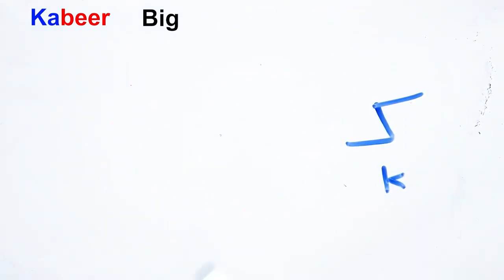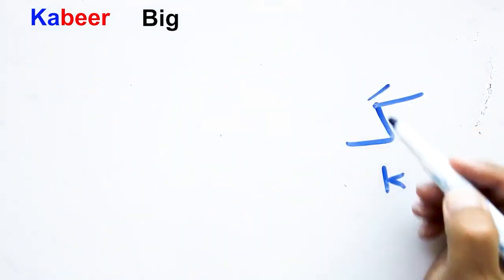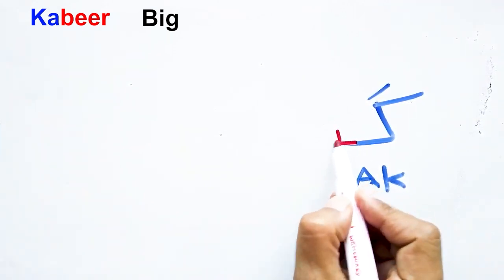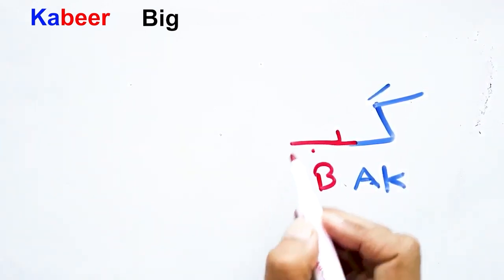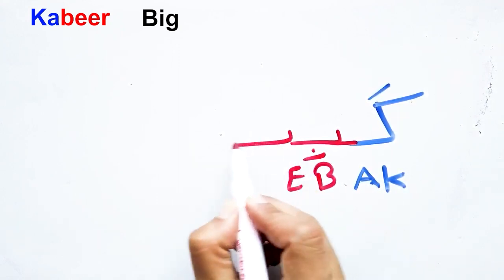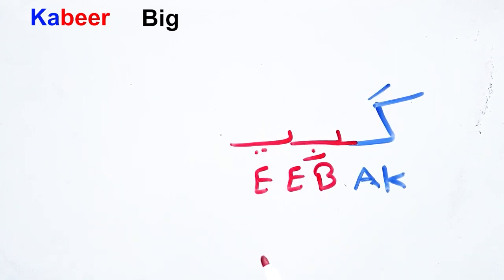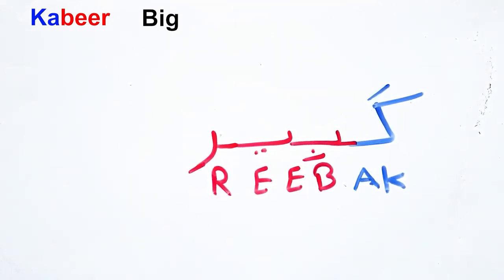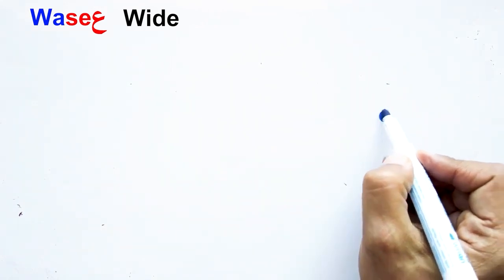K, the sound of A. K, b, the sound of b. K, b, the sound of e. The kasra sounds like e. K, b, long vowel, another e. Kabir, strong R here. Kabir. واسع.